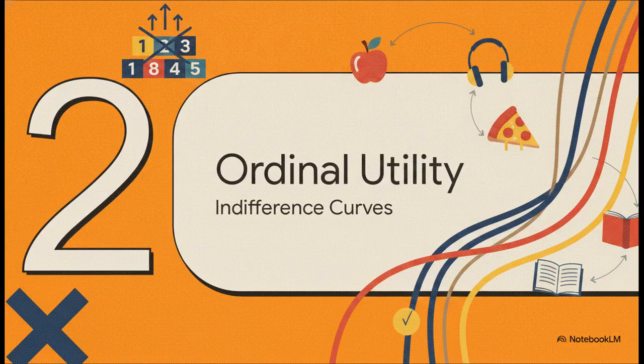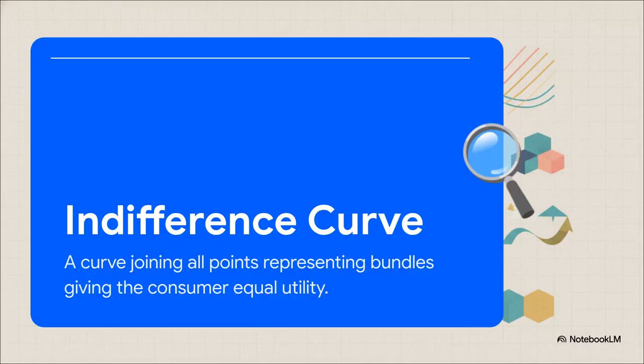Moving right along to Section 2, Indifference and Ordinal Utility. We've talked about measuring utility with exact numbers. That's cardinal utility. But now we're shifting gears to simply ranking our preferences instead of counting them. So imagine a graph plotting bananas on one axis and mangoes on the other. An indifference curve is simply a curve joining all the points that represent different bundles of goods where the consumer is completely indifferent. And why are they indifferent? Well, because every single point on that specific curve gives the exact same level of satisfaction or equal utility. You honestly don't care if you get bundle A or bundle B because they both make you equally happy.